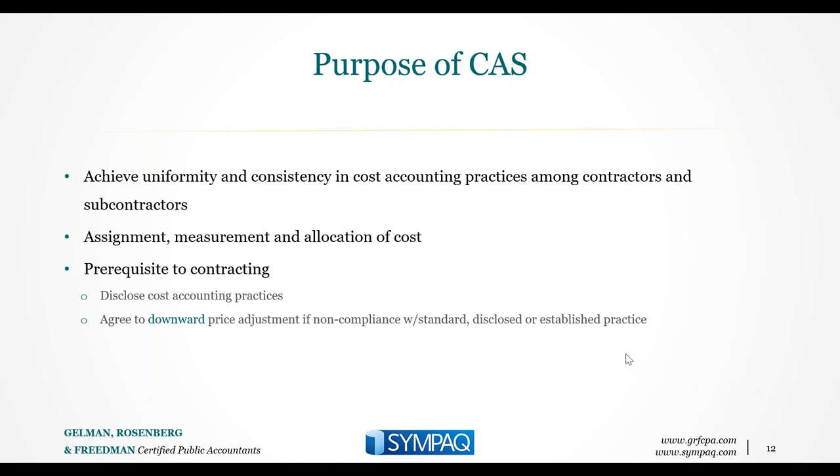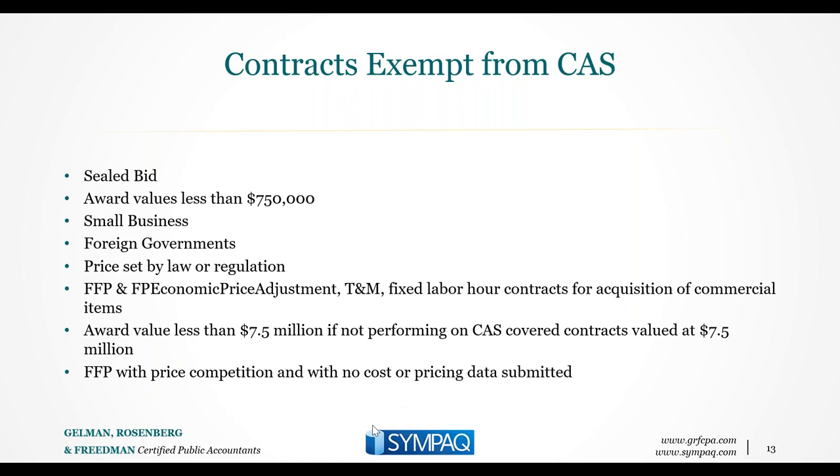Okay, and we can see some of the main exemptions from CAS. If you have a sealed bid, an IFB, invitation for bid, fixed lump sum, that's definitely going to be exempt from CAS. And then the bigger ones are it being awarded less than $750,000, which we'll go into in a minute, and small business is obviously the biggest exemption from CAS.